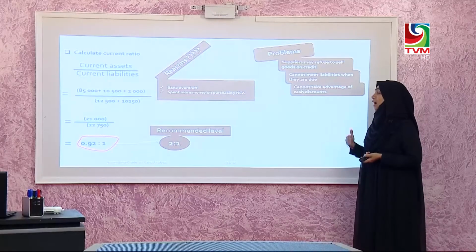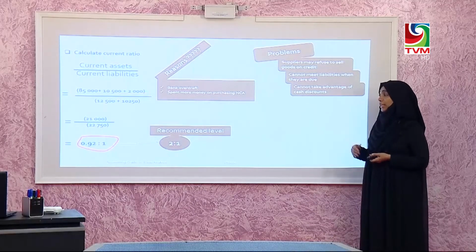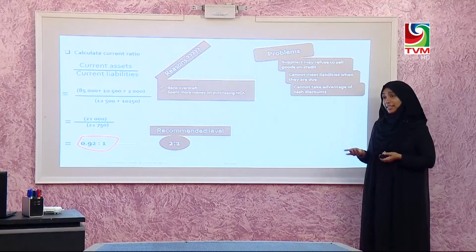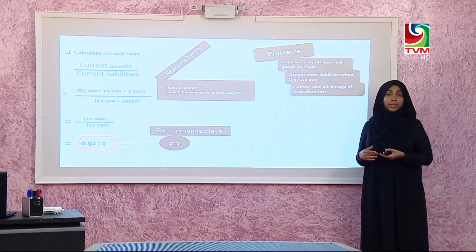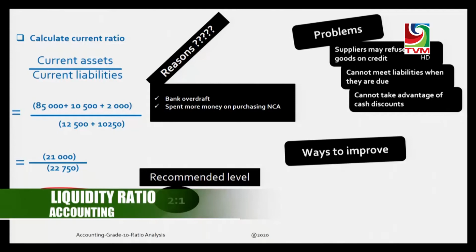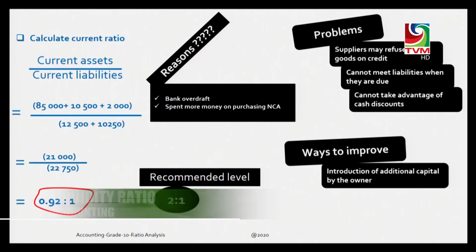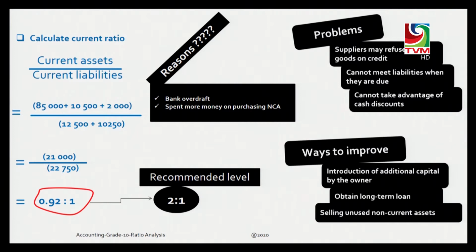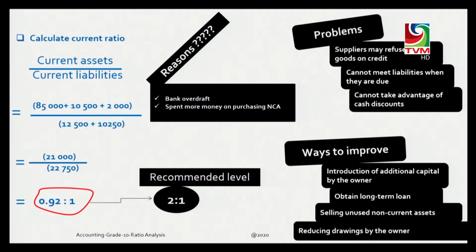Okay, let's see how Teleclass Trader can improve this ratio. Of course, that's by increasing current assets. So in order to increase current assets, we have to increase the bank balance. This can be done by the owner bringing additional capital, or they can take a long-term loan, or they can sell unused non-current assets, or by reducing drawings.